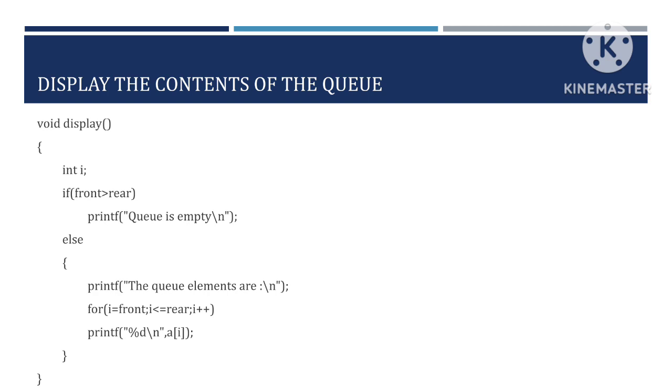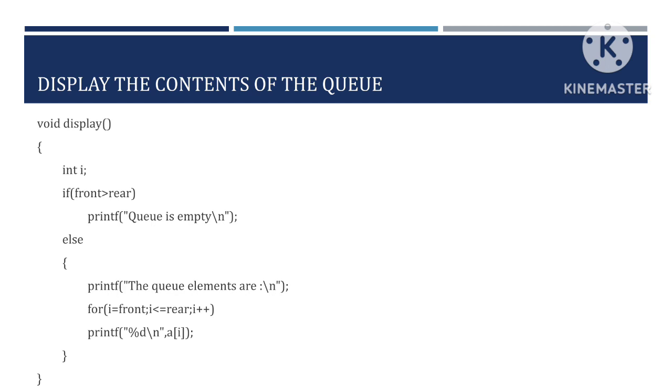So you can see the display function. Display function is also a no return type, no argument function. Here, first of all, we take a variable I for the counter, and we check whether front is greater than rear or not. If yes, then we print queue is empty. Else, we have to print the queue elements. So for that we use the for loop.